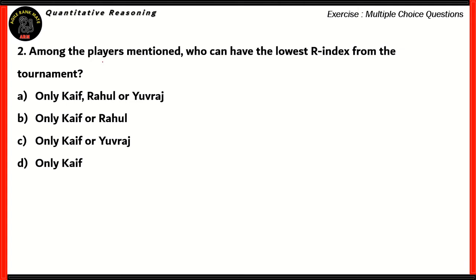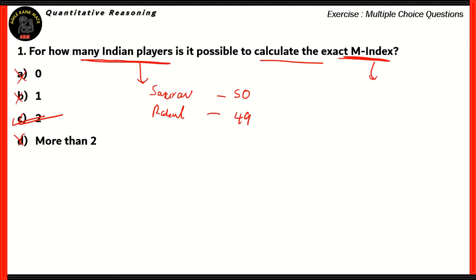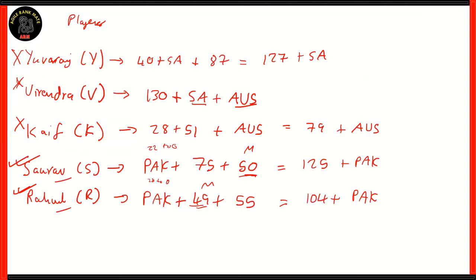Now the next question. Among the players mentioned, who can have the lowest R index from the tournament? The options are: only Kaif, Rahul or Yuvraj; only Kaif or Rahul; only Kaif or Yuvraj; or only Kaif. So these are the 4 options that we have. As you can see, there are 3 players in question: Kaif, Rahul, Yuvraj. So basically, Virendra and Saurav are not present for their calculation.